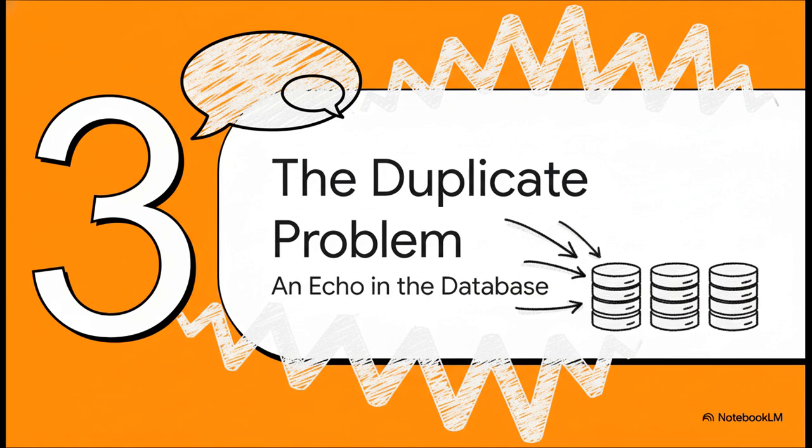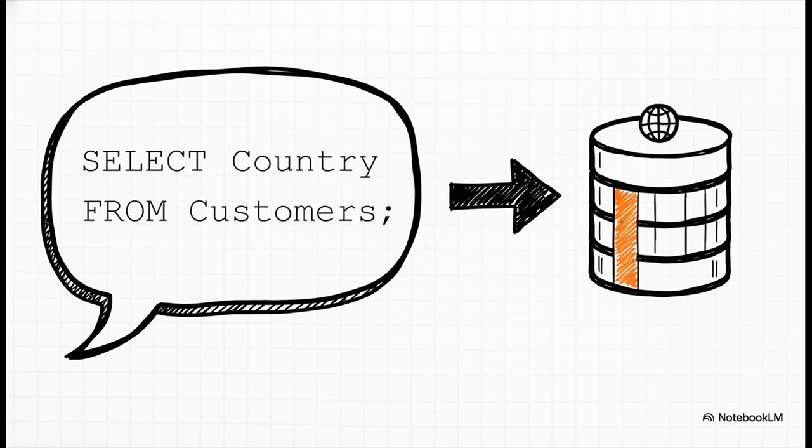You get a lot of repeated information. Let me just show you what I mean. So let's say we need to answer a really simple business question. Somebody asks, hey, can you just give me a list of all the countries where we have customers? Based on what we've learned, this should be a piece of cake, right? The query is super straightforward.